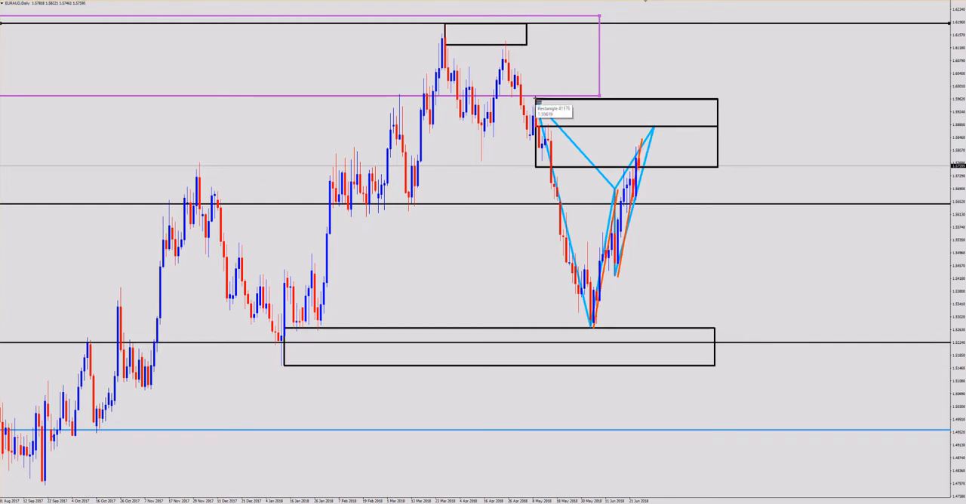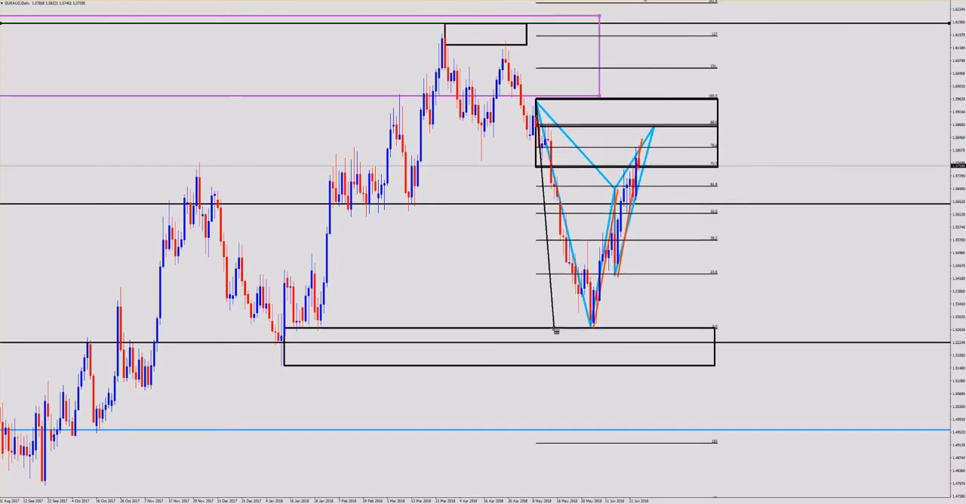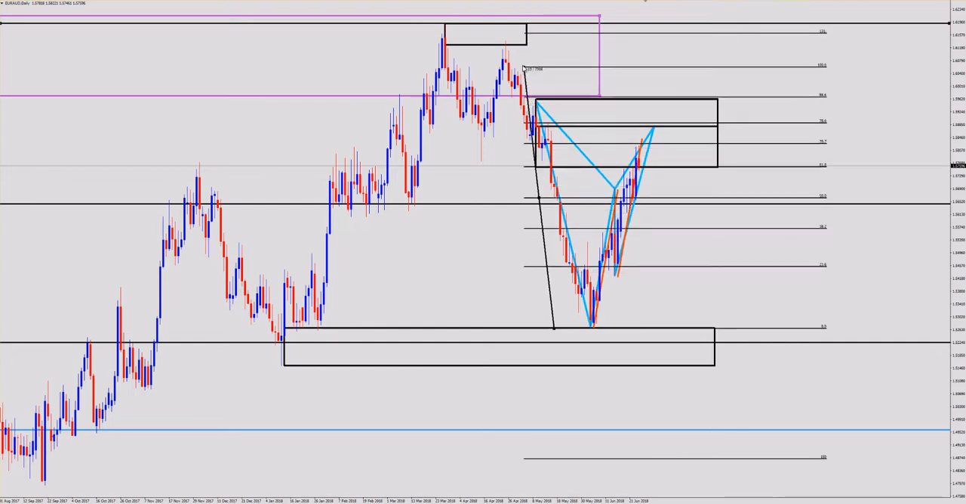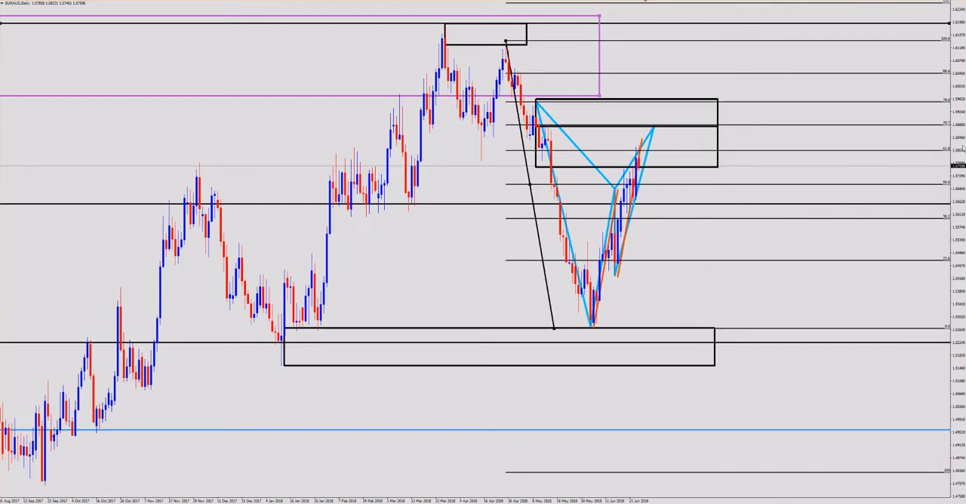So if we measure this swing to this swing, we got a 786 it's coming into. If we measure it from here, we got the 618. Okay, and so if the 618 comes down into that area, we can look at a potential AB equals CD pattern anywhere from here to here. But we have it right there, and you see it comes in nicely to this blue line.